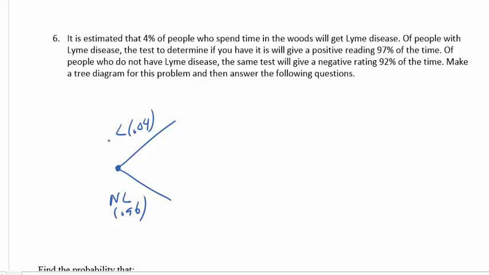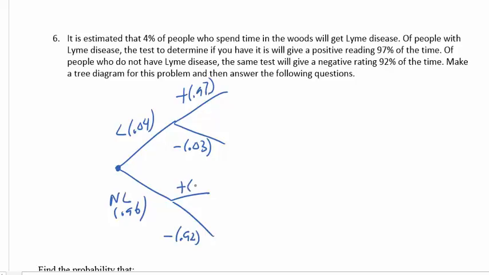Of the people with Lyme disease, okay, so we have 2 more branches. The test will determine if it is a positive reading 97% of the time. So positive is 97%, which means a negative reading would happen 3% of the time. All right, and then of those who don't have Lyme disease, the same test will give a negative reading 92%, which means a positive reading would have to happen 8% of the time.